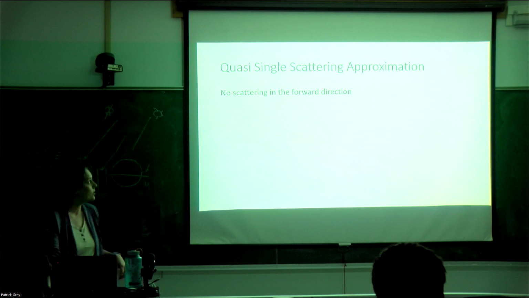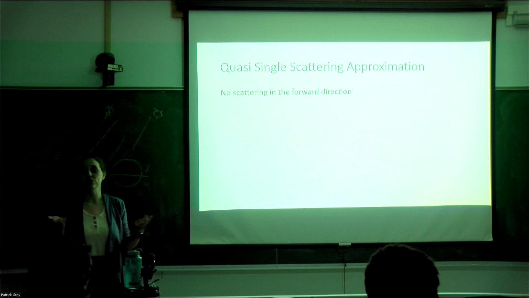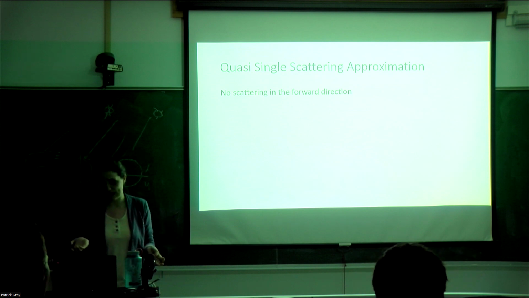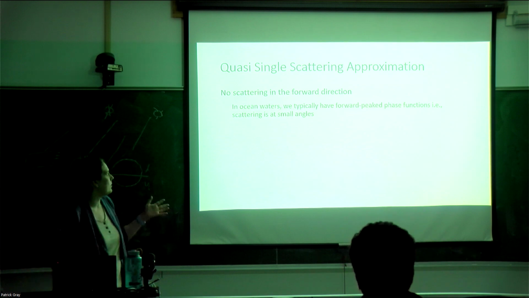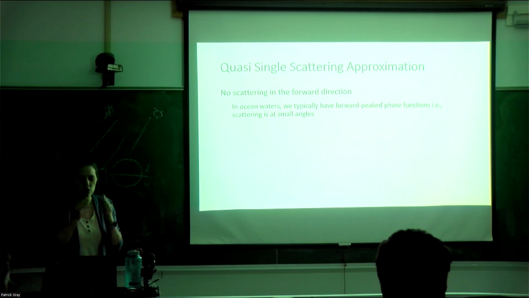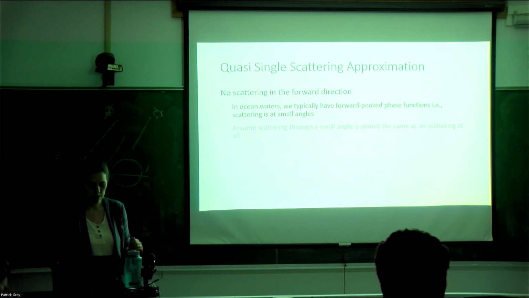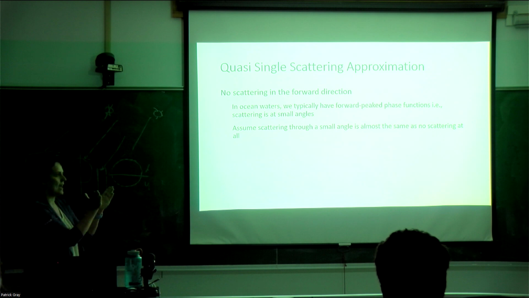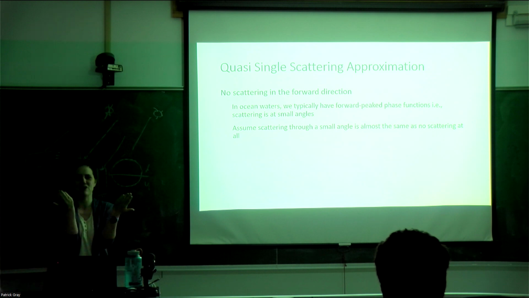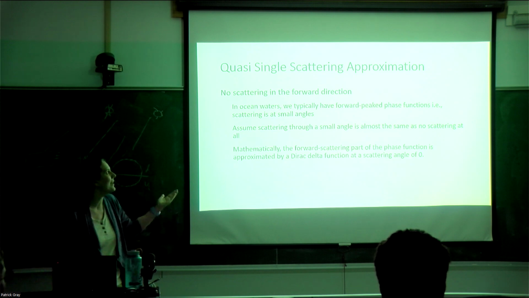And so this approximation is that there's no scattering in the forward direction. So already you could be like, okay, that's a big approximation, potentially. But if we think about it, in ocean waters we typically have quite forward-peaked phase functions. So the scattering is at small angles, so a lot of forward scattering. And you can assume if you're only scattering by a tiny amount, you're not really scattering at all, right? It's the same thing. And that's basically what the assumption is.